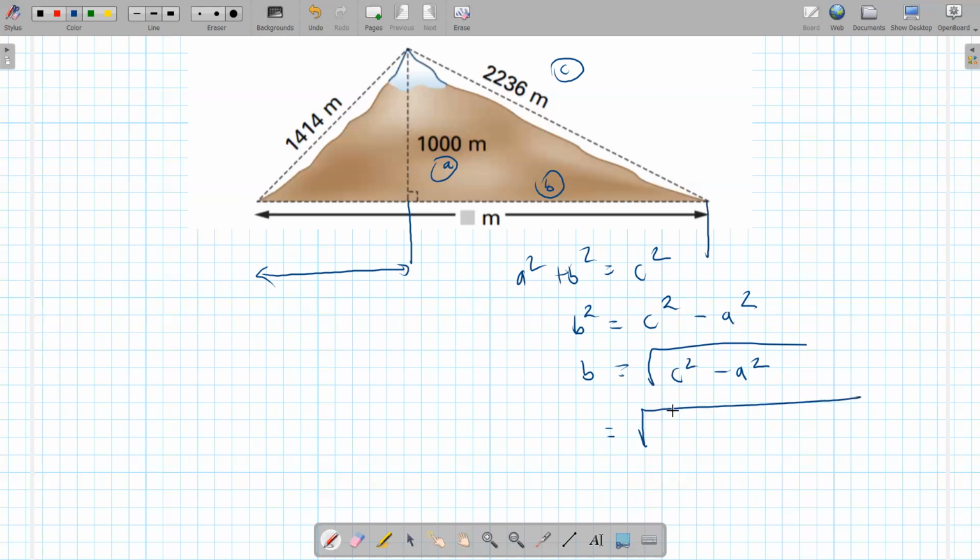So you just do this, right? C is 2236, squared. Okay, you have to square it. And A is 1,000. So you plug that in the calculator, what do you get?